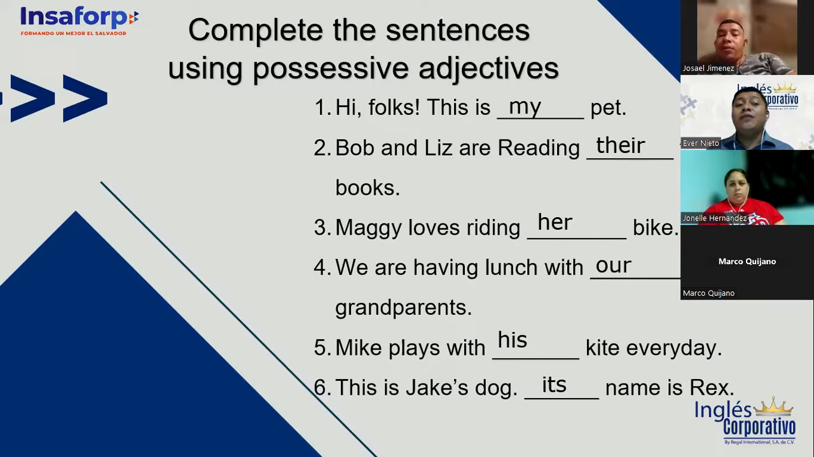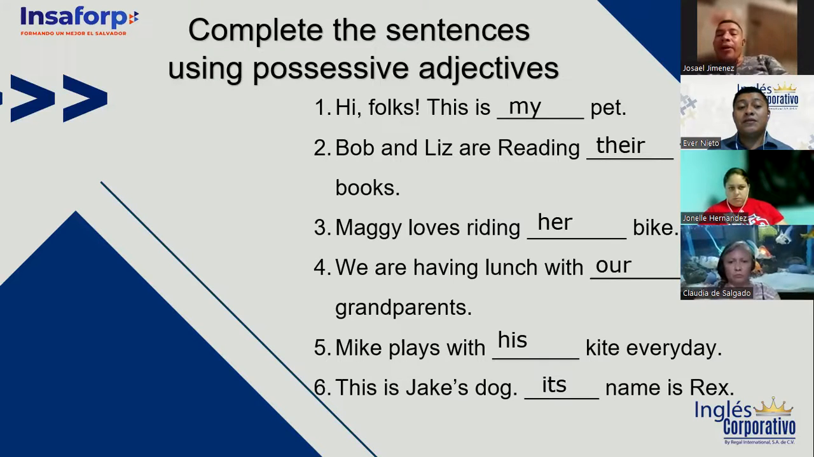Do you have a question or do you want to participate? Okay. We are having lunch with our grandparents. Mike plays with his kite every day. This is Jake's dog. Its name is Rex. Excellent. Thank you so much, Josael. Yes, kite. Mike plays with his kite every day. The rest, perfect. Thank you so much. Thank you for your help in this part.